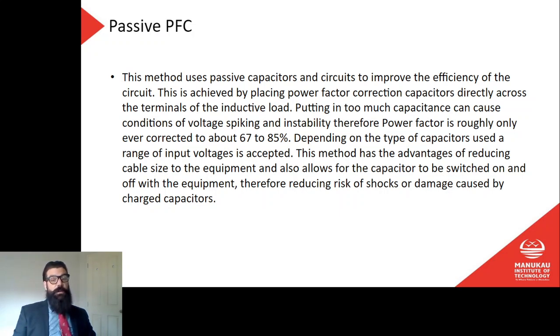So we've got passive power factor correction. This method uses passive capacitors and circuits to improve the efficiency of the circuit. This is achieved by placing a power factor correction capacitor directly across the terminals of an inductive load. Putting in too much capacitance can cause conditions of voltage spiking and instability. Therefore, power factor is roughly only ever corrected to about 67 to 85%. So we don't want a power factor of higher than 85% because that's going to introduce other problems.